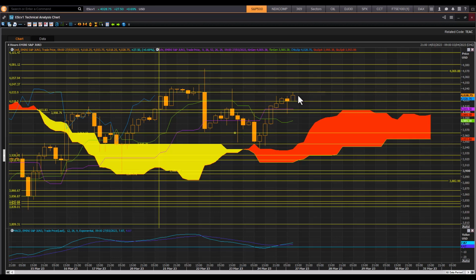Will be interesting to see if we're going to get a follow through of this move, or are we going to consolidate back down to the top end of the cloud.